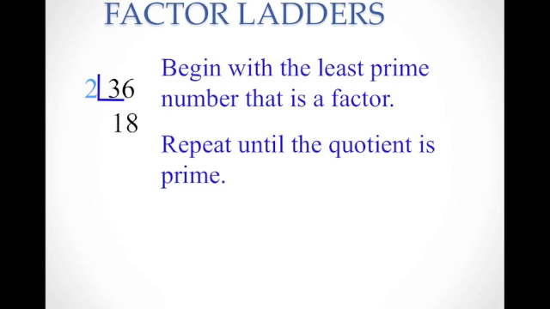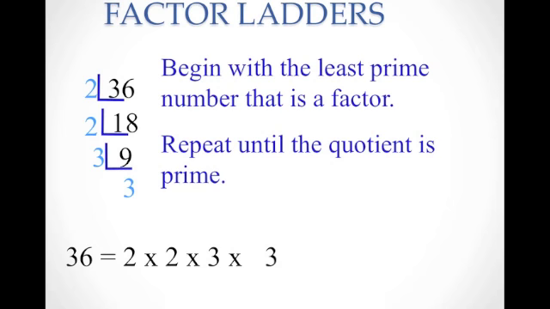And we're going to repeat that same concept until the quotient is prime. So we said that 2 goes into 18, so we're going to divide by 2, and our result is 9. Now again, that smallest prime number that went into 9 was 3, so we're going to divide by 3, and our resulting quotient is 3, which is prime. So we know that we're done. 36 then is written as 2 times 2 times 3 times 3, and again 2 squared times 3 squared.